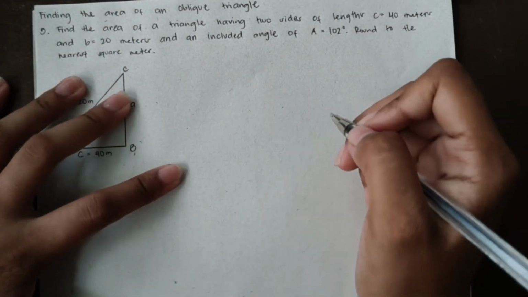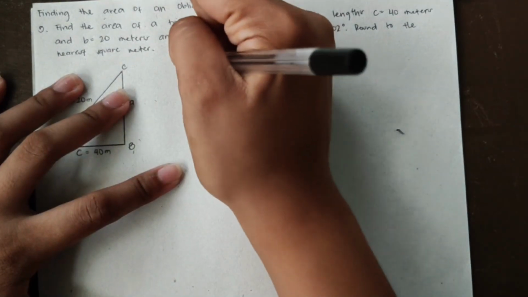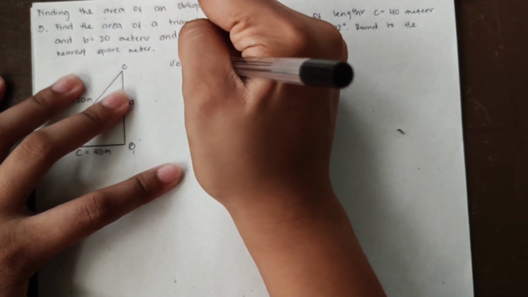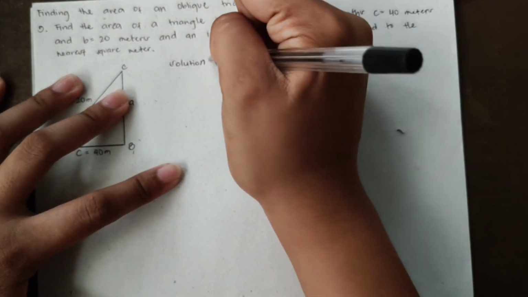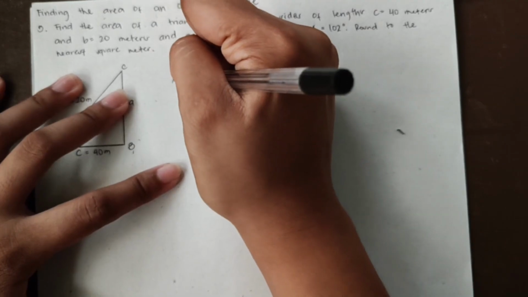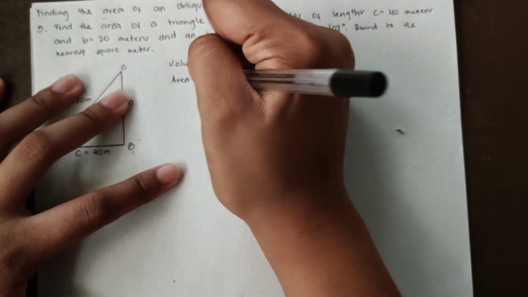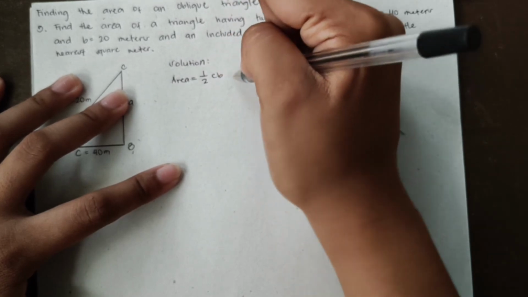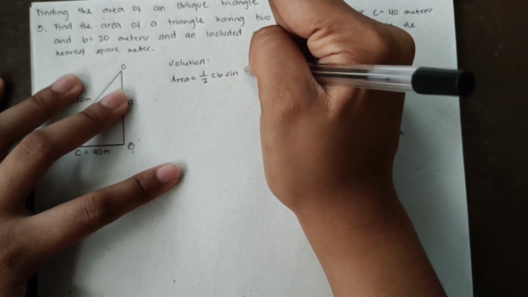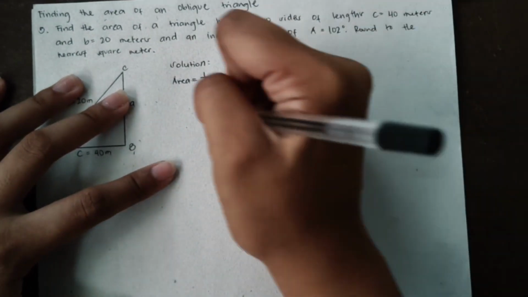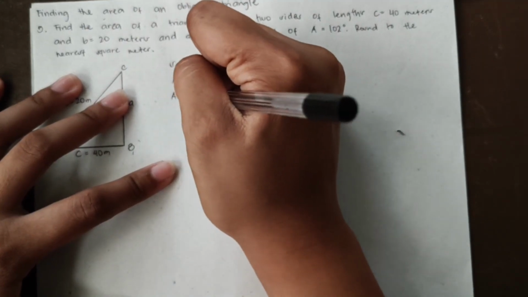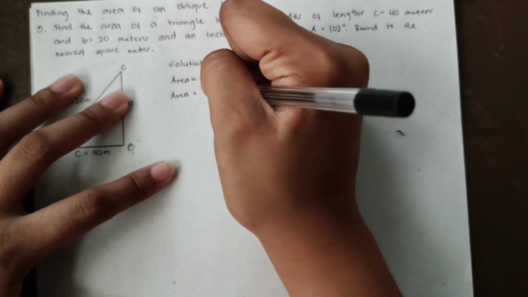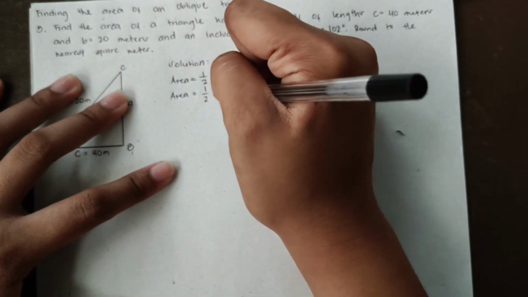In this problem, we are asked to find the area of an oblique triangle with side C equal to 40 meters and side B equal to 20 meters, and an included angle A equal to 102 degrees. To solve this, we use the formula for the area of an oblique triangle, which is 1/2 times side C times side B times sine of angle A.